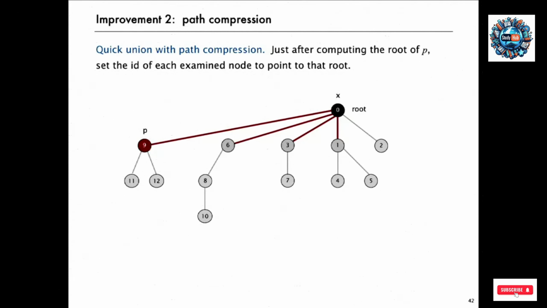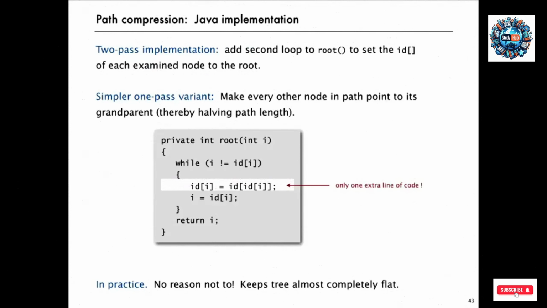We went up the path once to find the root. Now we'll go up again to just flatten the tree out. And the reason would be no reason not to do that. We had one line of code to flatten the tree, amazingly.